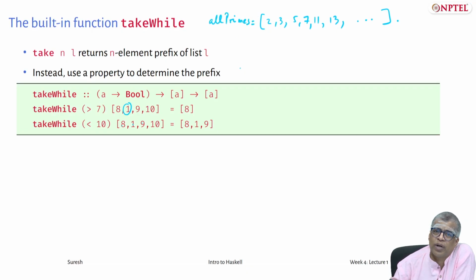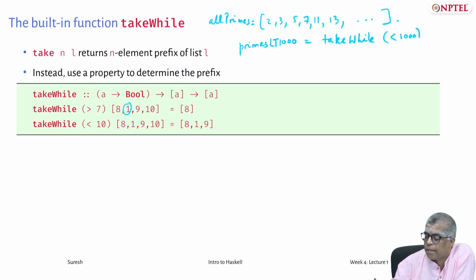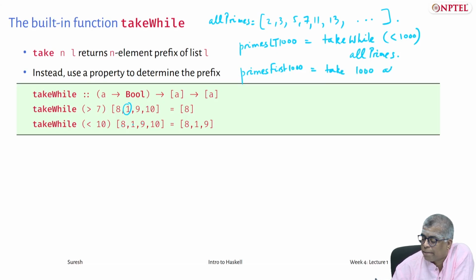I might want to list all primes less than 1000. That is nothing but take while less than 1000 of all primes. Or I might say, list out the first 100 primes, first 1000. Then I would have to say take of 1000 of all primes.